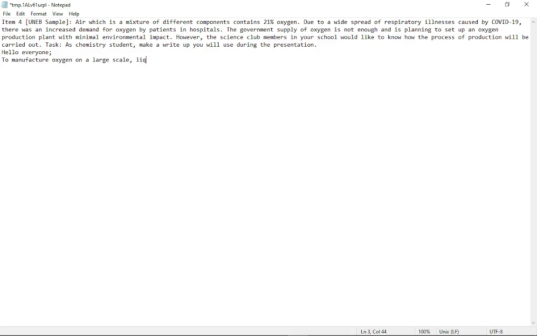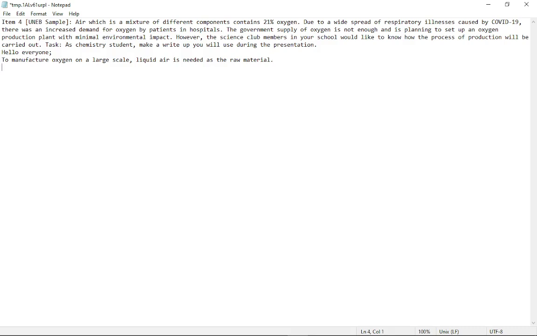Liquid air is needed as the raw material. I know we need a mark for the raw material. If that is right, I should get my mark.